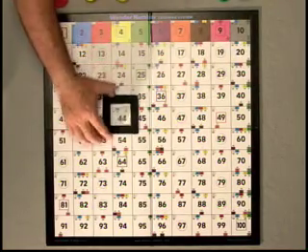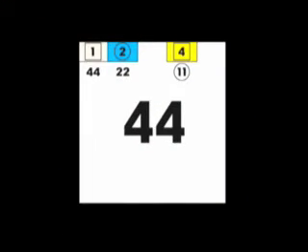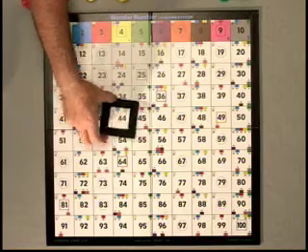Let's focus on another one. Let's focus on 44. All the factors are listed in the Wonder Number square. 1 times 44 is 44, so 1 and 44 are factors of 44. 2 times 22 is 44, so 2 and 22 are factors. And 4 times 11 is 44, so 4 and 11 are factors of 44.